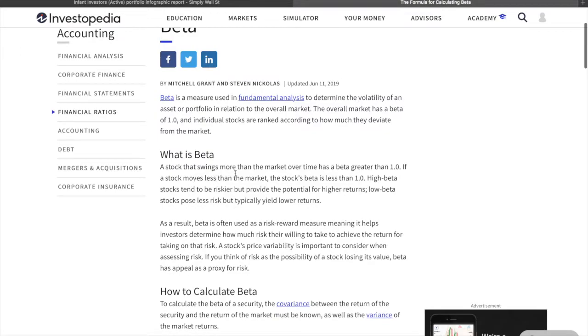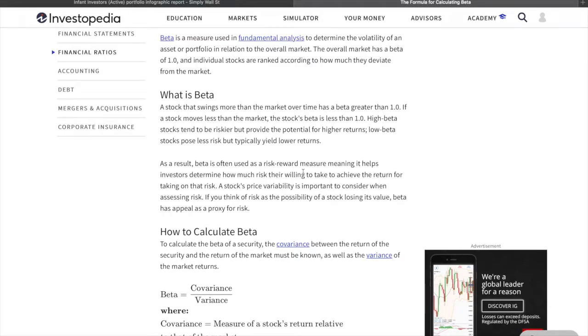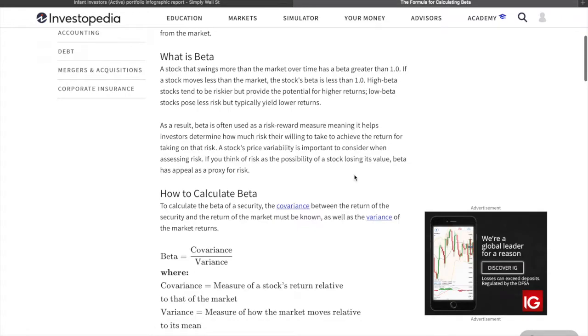What is beta? A stock that swings more than the market over time has a beta greater than 1. If a stock moves less than the market, the stock's beta is less than 1. High beta stocks tend to be riskier, but provide the potential for higher returns. Low beta stocks pose less risk, but typically yield lower returns. As a result, beta is often used as a risk-reward measure, meaning it helps investors determine how much risk they're willing to take to achieve the return taken on that risk. A stock's price variability is important to consider when assessing risk. If you think risk is the possibility of a stock losing its value, beta has appeal as a proxy for risk.